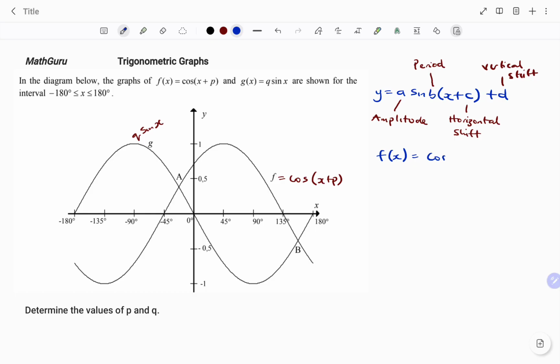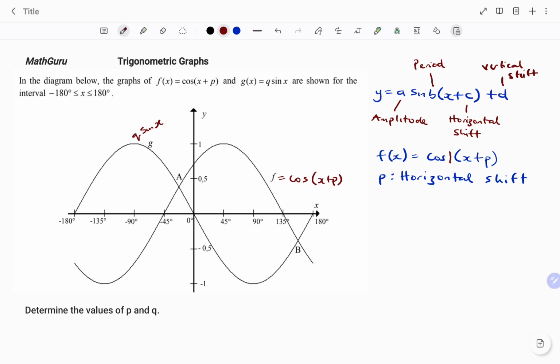Now going back to my equation, I have f of x equals the cos of x plus p. So what this means is I don't have a vertical shift, so therefore I don't have a d value here. My horizontal shift, which is c here, will be my p. And then my amplitude has been given as 1, so there's an invisible 1 here as shown. And then my period is 1. Because I'm only looking for the value of p, if I relate that with the standard equation, that is my horizontal shift.